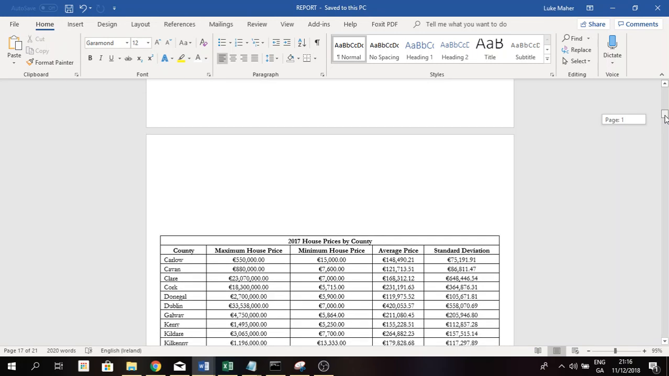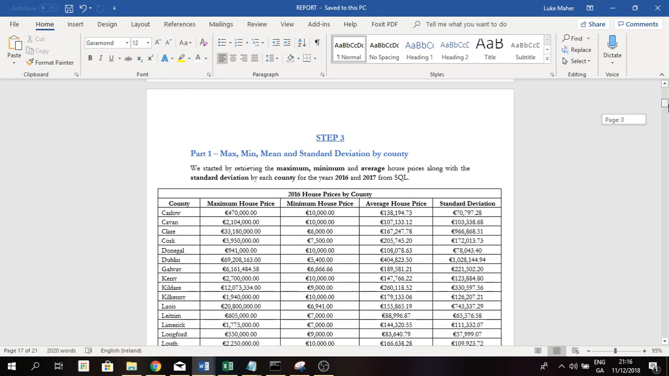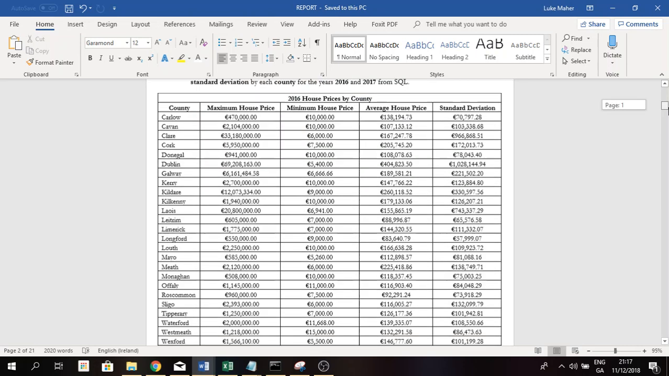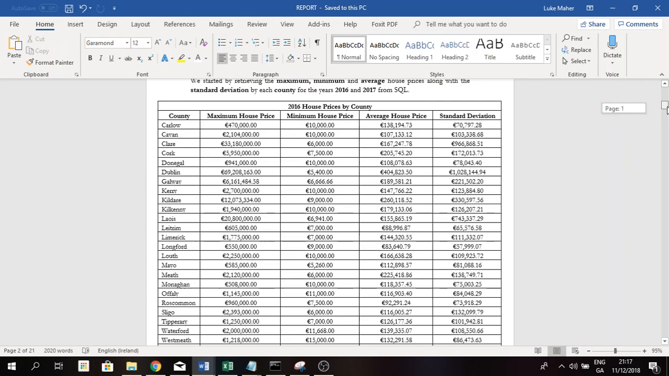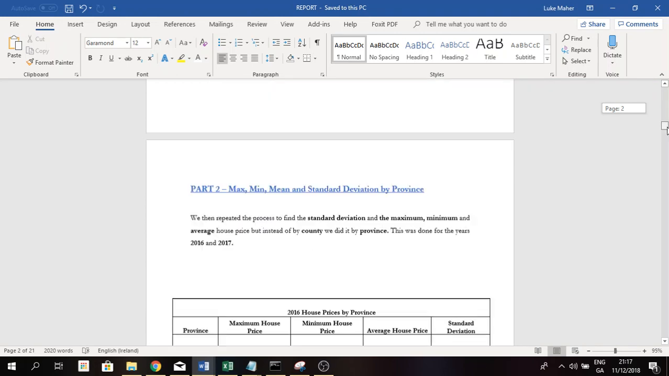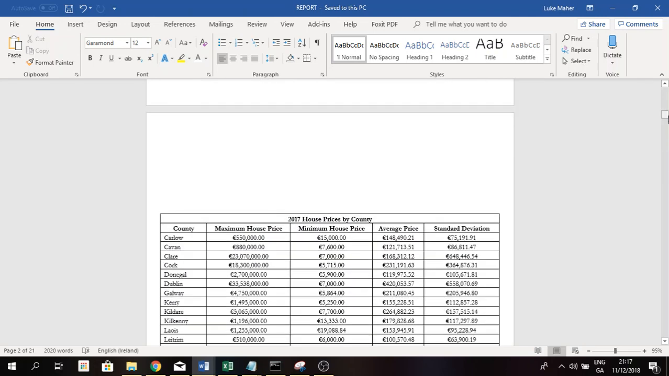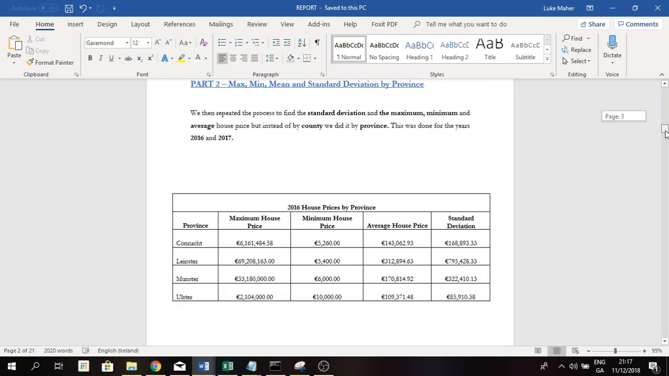So we'll start at the top here at step 3. The first bit we were asked to do was to find the maximum, mean and standard deviation by county, and that's just the table there. That's the first 2 bits here. The first one's by county, and the second one is by province.